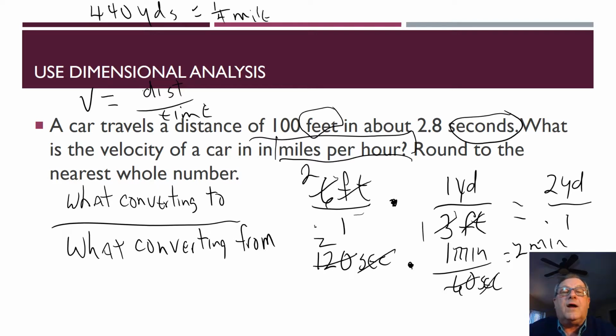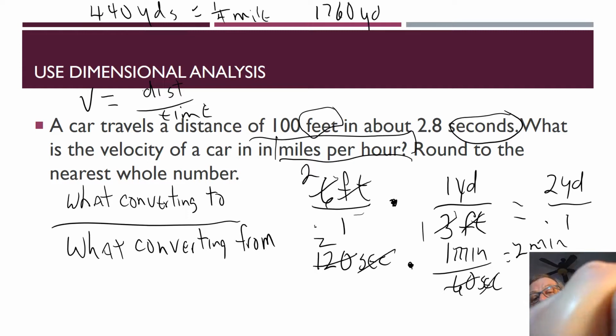In other words, if I'm going to run a mile, I'm going to have to run that track 4 times. Well, let's see. Then how many yards is in a mile? Well, I could take 440 times 4, and there's 1,760 yards in a mile.